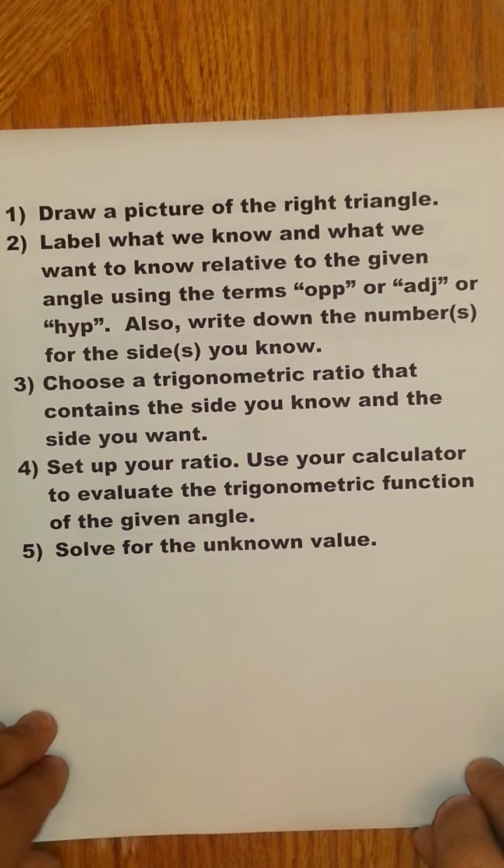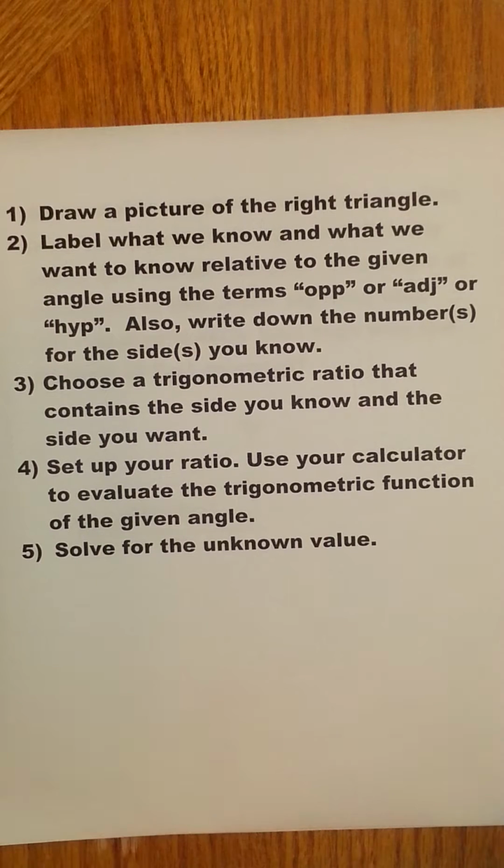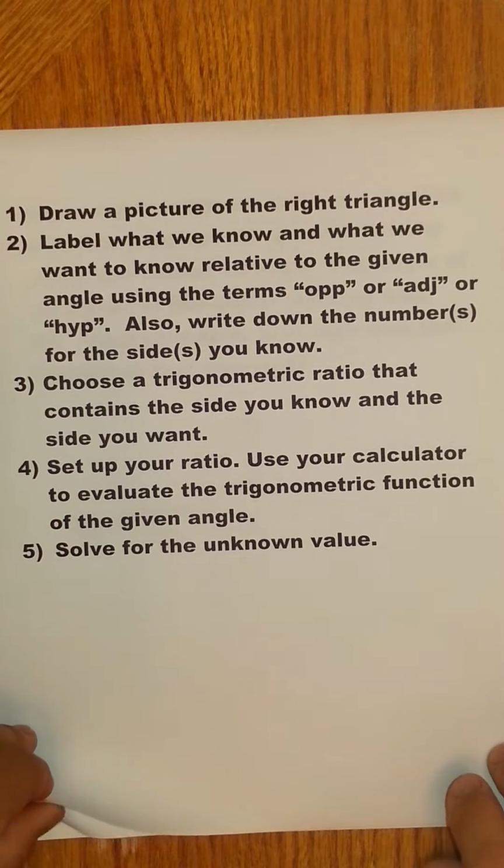I then choose the trigonometric ratio that contains the side that I know and the side that I want to know. I set up my ratio, I go ahead and figure out what the trig function of the angle is, and then I solve for the unknown. So let's take a look at a specific example.